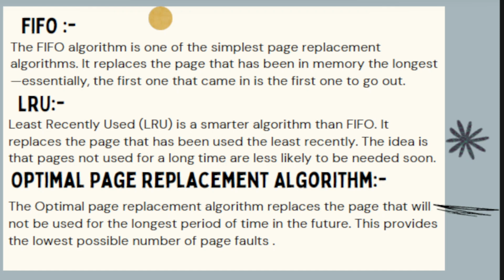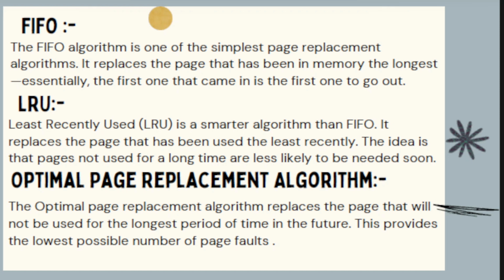Next is LRU, meaning least recently used. Least recently used is a smarter algorithm than FIFO. It replaces the page that has been used least recently. The idea is that pages not used for a long time are less likely to be needed soon. LRU is more efficient than FIFO in many cases, but it requires keeping track of the usage history of pages, which can increase the overhead.